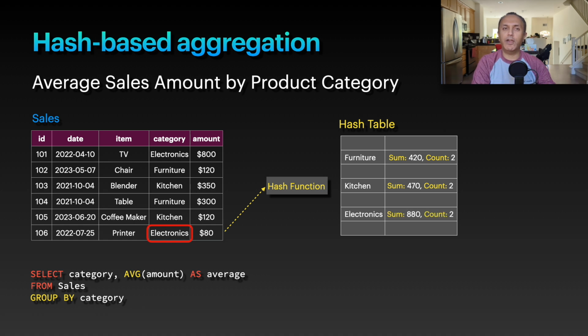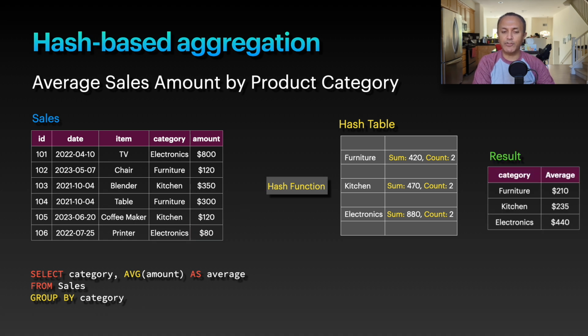So every time we find a category, if it's new, we're going to add a new entry in the hash table. If it's something that's already existing in the hash table, we're going to update that entry. And then at the end, we're going to scan the hash table. For each category, we're going to divide the sum by the count to give us the average. And this will be the result of the query.